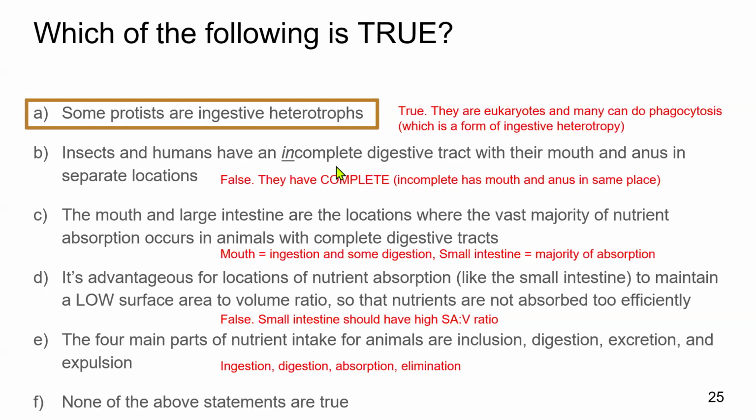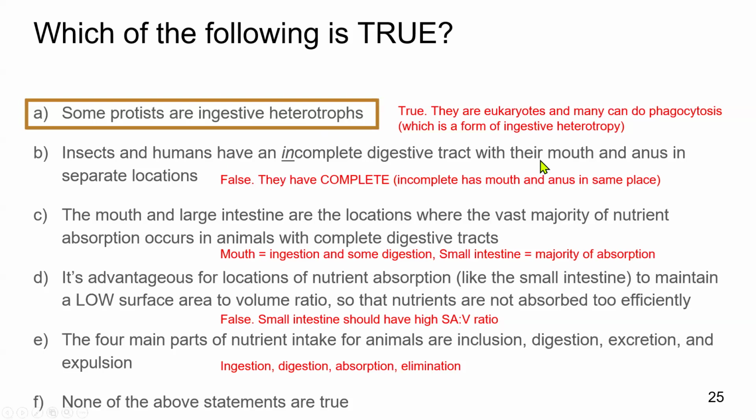So yes, some protists are ingestive heterotrophs. They can do what's called phagocytosis, where they're taking it into the cell and then breaking it down. So this is an example of intracellular ingestive heterotrophy.